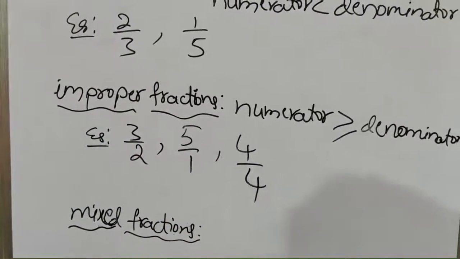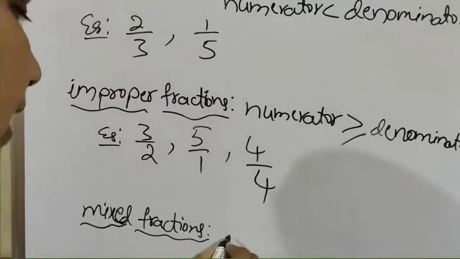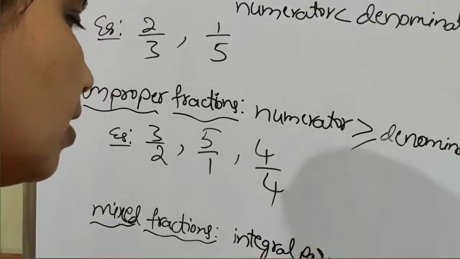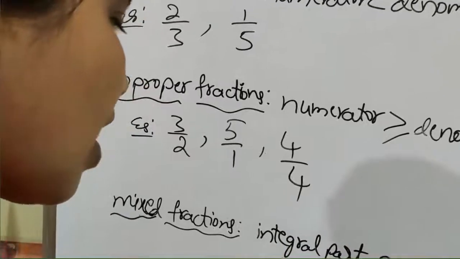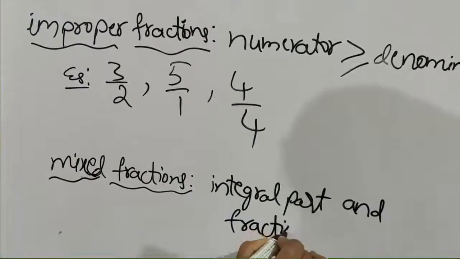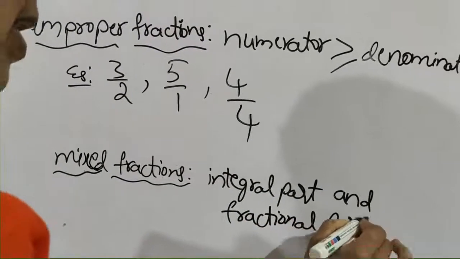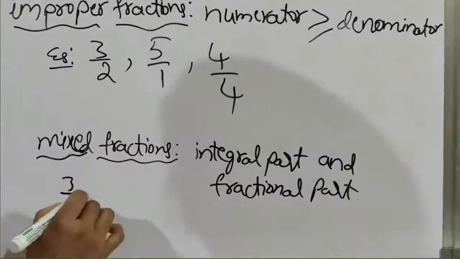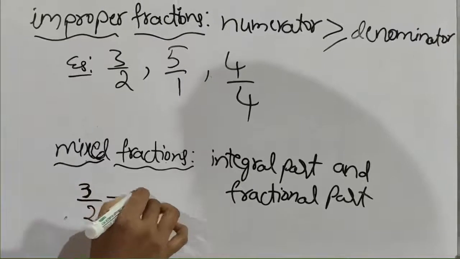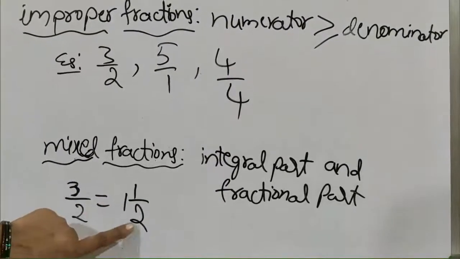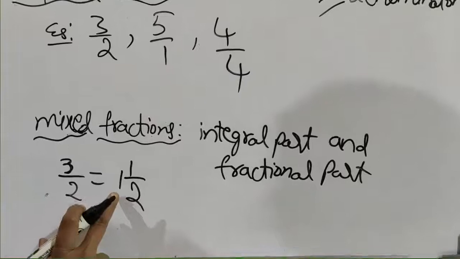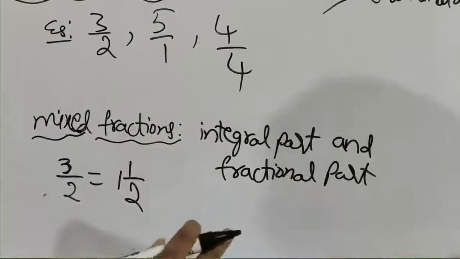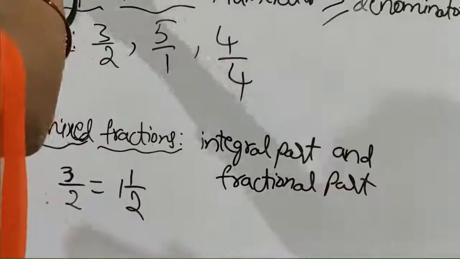And mixed fractions. Mixed fractions contain an integral part and a fractional part. An improper fraction can be changed into a mixed fraction. That is, 3 by 2 equals 1 and a half. This is called a mixed fraction. In this mixed fraction, 1 is the integral part and 1 by 2 is the fractional part. The fractional part should be a proper fraction.